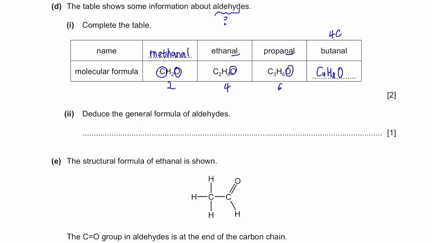Deduce the general formula of aldehydes. Find the pattern of these compounds. Carbon starts from 1 and goes up by 1 every time. Hydrogen starts from 2 and increases by 2 every time. Oxygen is always 1. So the answer is CnH2nO.